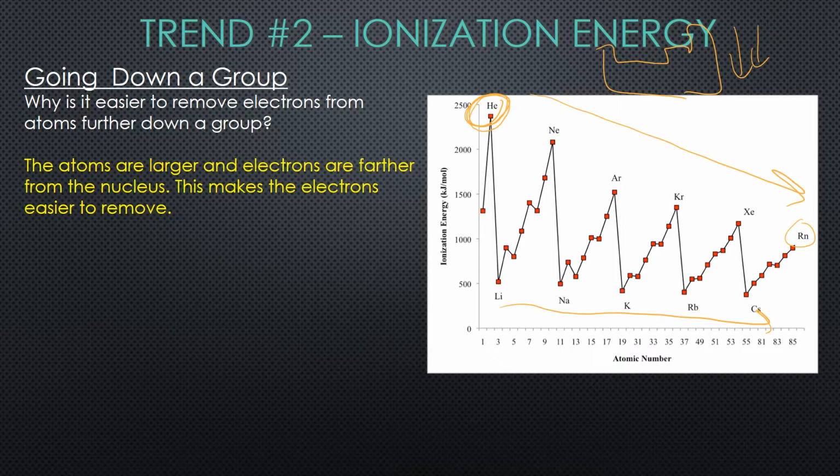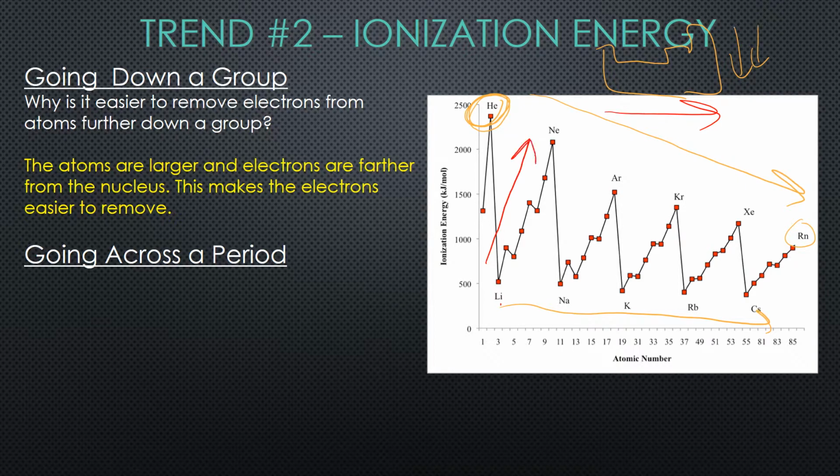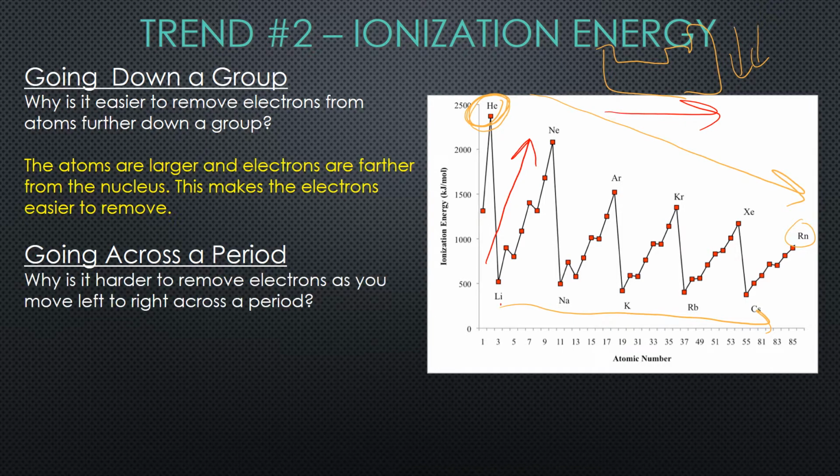Okay. Now, what about as you go from left to right? Well, let's look at our table, as you're going across the period. So this graph right here, where's across the period? Well, lithium is one end of the period, neon is the other. So this is actually going across our period, right? This is going from left to right. What happens to the ionization energy? As we go from left to right, as we go across the period, the ionization energy goes up.